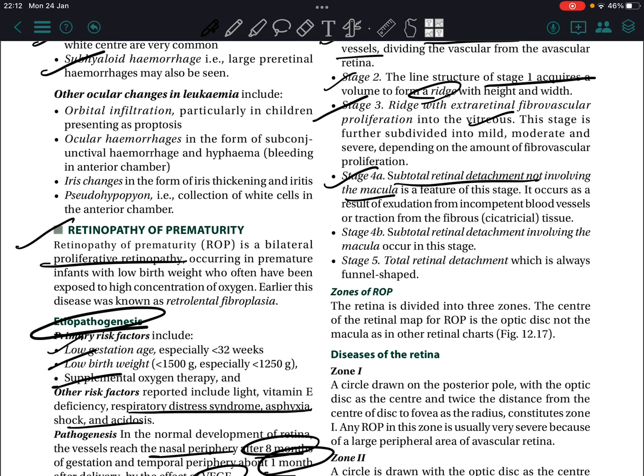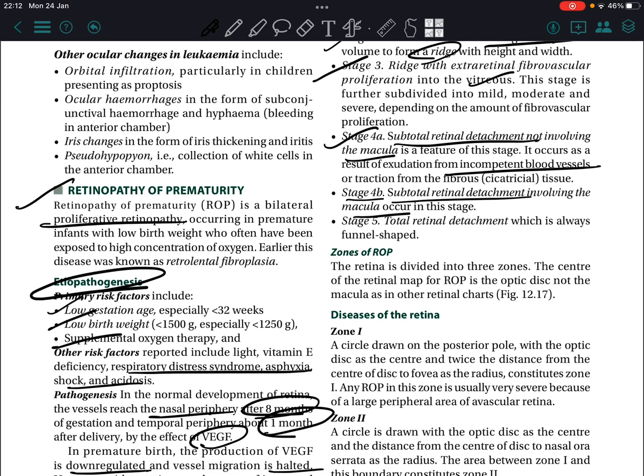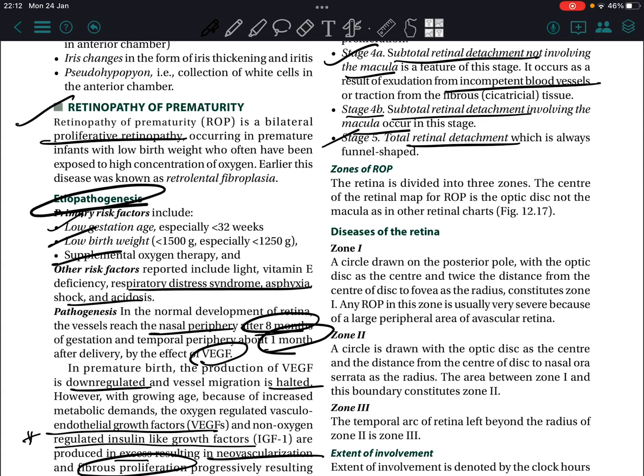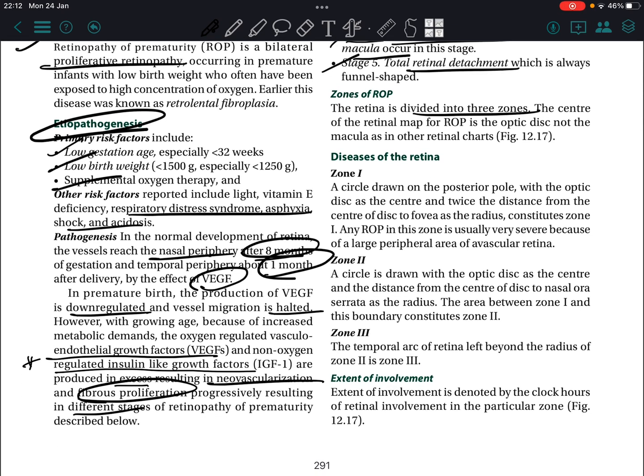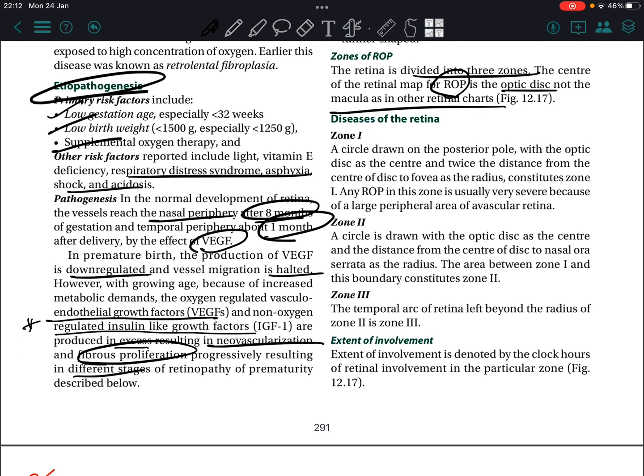Stage 4A: subtotal retinal detachment not involving the macula. Stage 4B: subtotal retinal detachment involving the macula. Stage 5: total retinal detachment. Zone of ROP: the retina is divided into 3 zones. The center of the retinal map of ROP is the optic disc, not the macula as in other retinal charts.